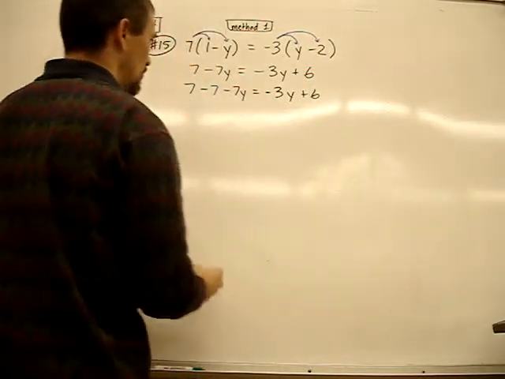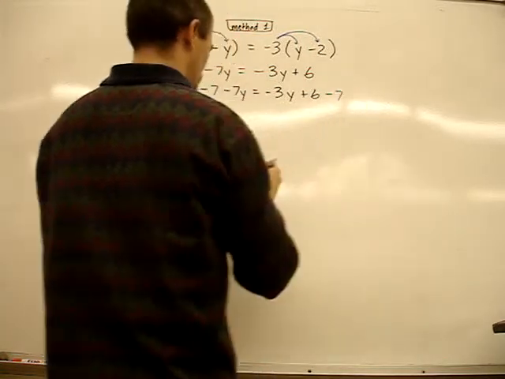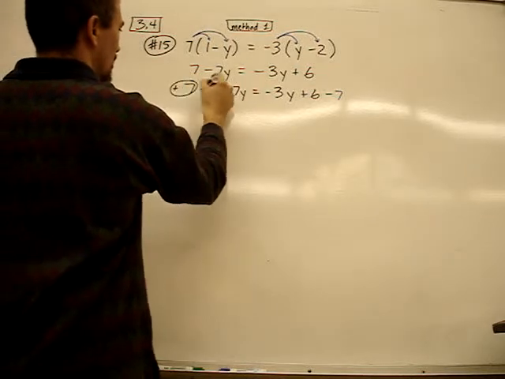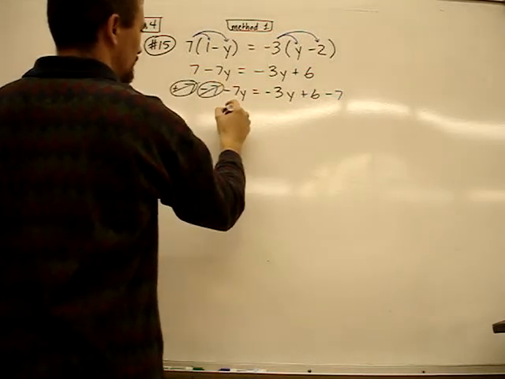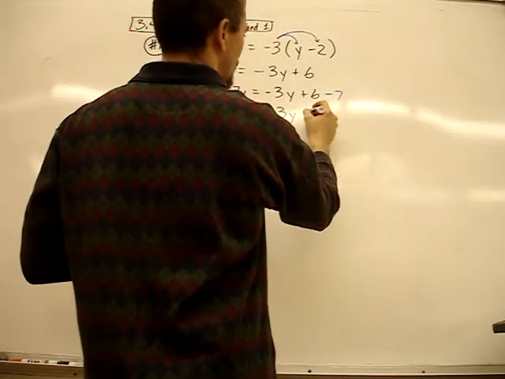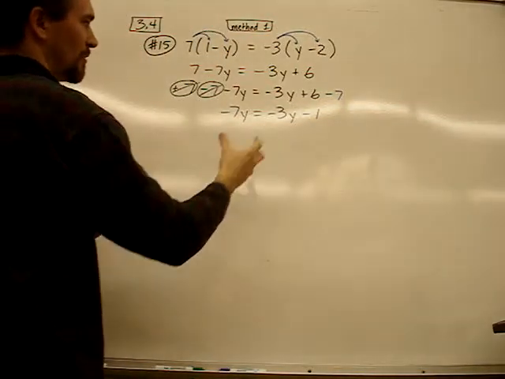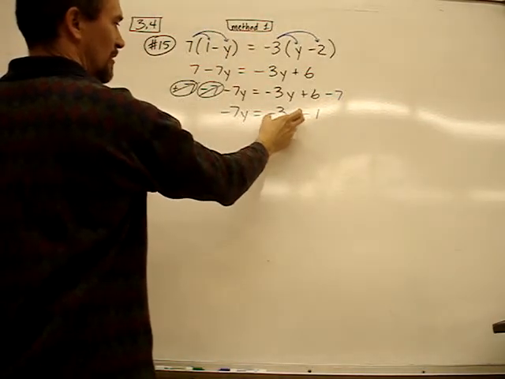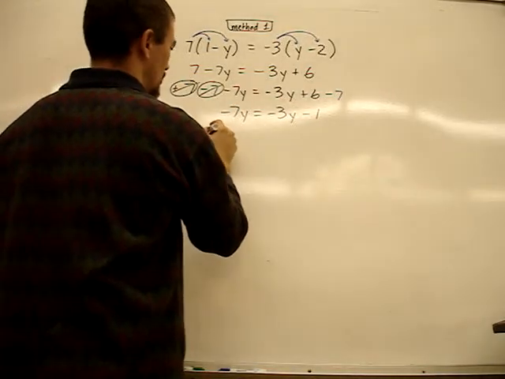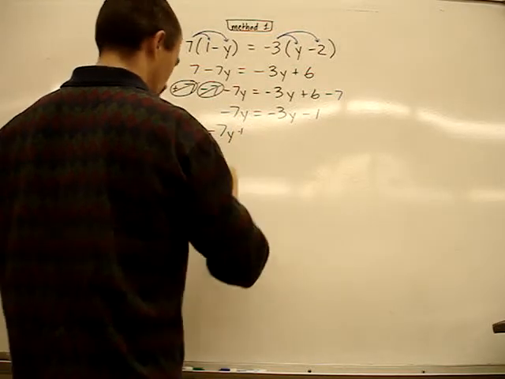And now it wouldn't be legal if we did this to this side without doing it to the other. And so this is of course a positive 7 and a negative 7 cancel each other out. Negative 3y, 6 and 7. 6 and negative 7 is negative 1. And now we want to get rid of this term, get it to disappear from this side and show up over here. So now we're going to want to do 7y, the opposite of this, on both sides.